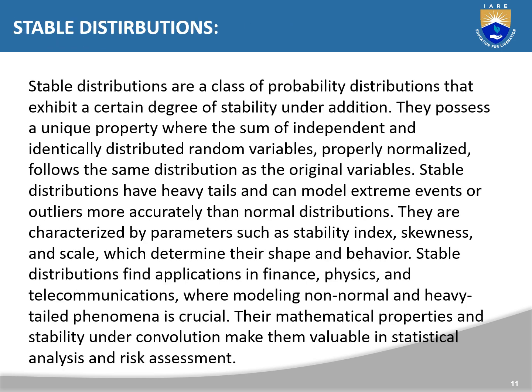Now let's look at what stable distributions are. Stable distributions are a class of probability distributions that exhibit a certain degree of stability under addition. They possess a unique property where the sum of independent and identically distributed random variables, properly normalized, follows the same distribution as the original variables. Stable distributions have heavy tails and can model extreme events or outliers more accurately than normal distributions.